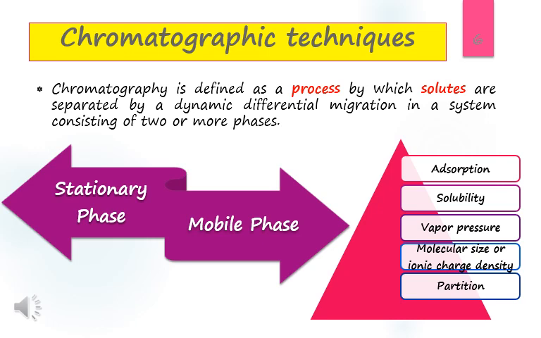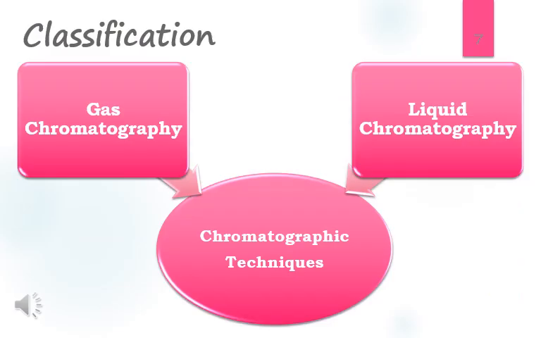The very first is chromatographic techniques. Chromatography is a process by which solutes or compounds are separated by their differential migration in a system consisting of two or more phases. One is stationary and the other is the mobile phase. The separation is based on adsorption, solubility, vapor pressure, molecular size or density, and also by partition. Chromatographic techniques are typically classified into two: gas chromatography and liquid chromatography.